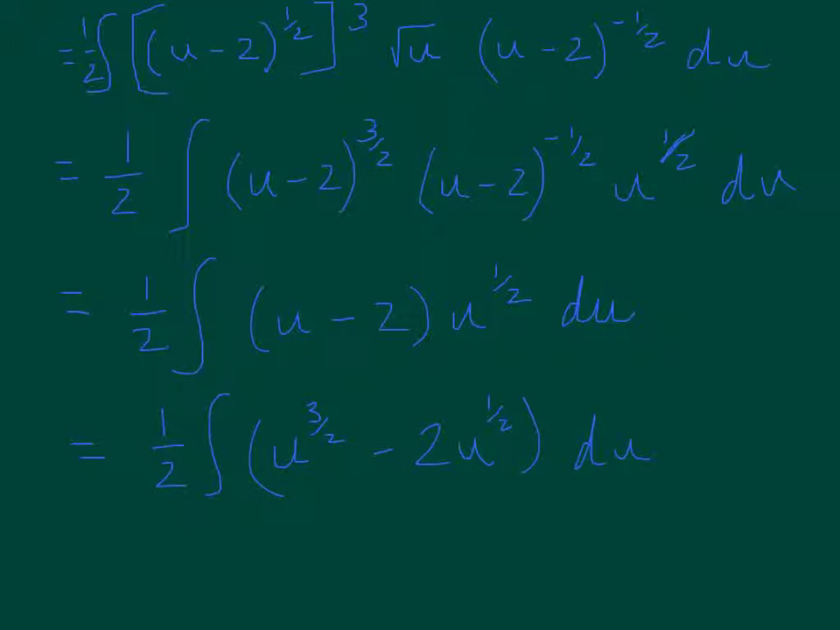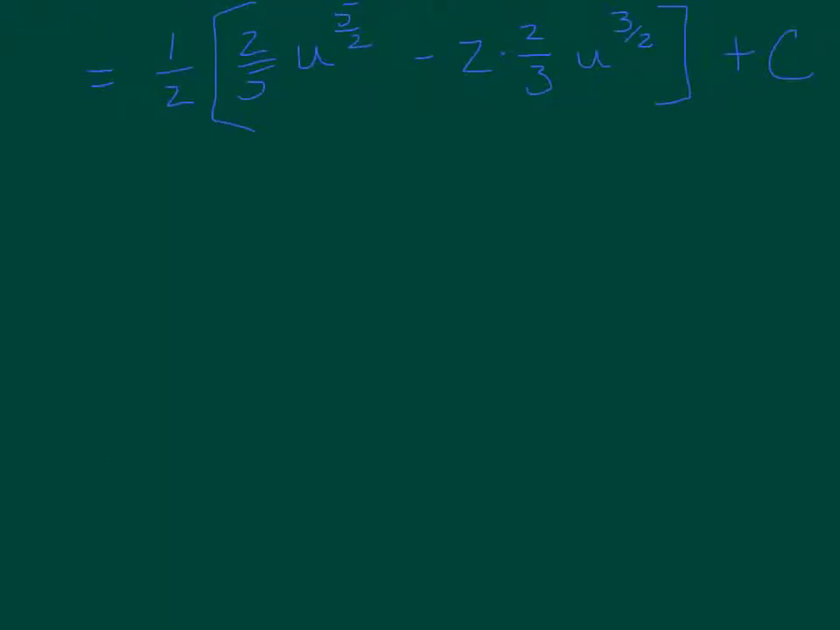Now we use the power rule to continue into the next step. By using our power rule, 3/2 plus 1 makes 5/2, so that'll give us 2/5 U to the 5/2 here. And minus 2 times, we have 1/2 plus 1 is 3/2, so that will give us 2/3 U to the 3/2. So let's go ahead and simplify this a bit, and we can also factor.